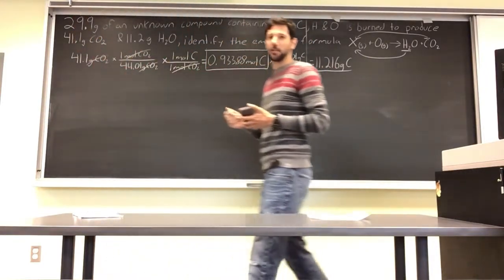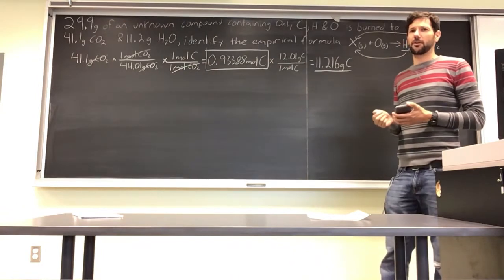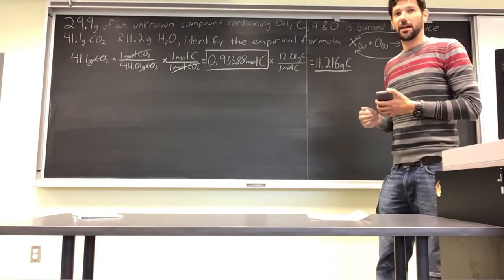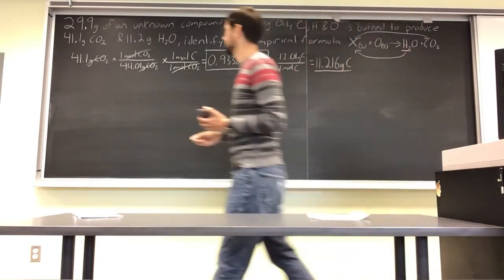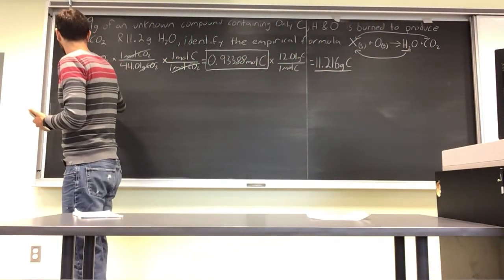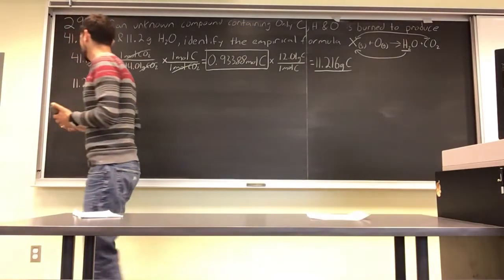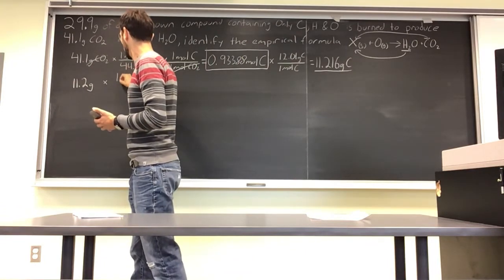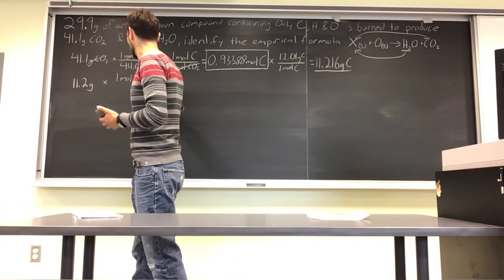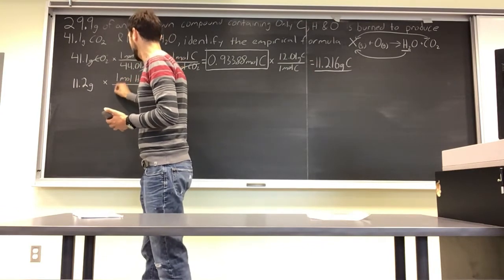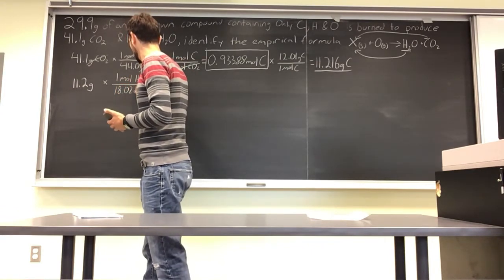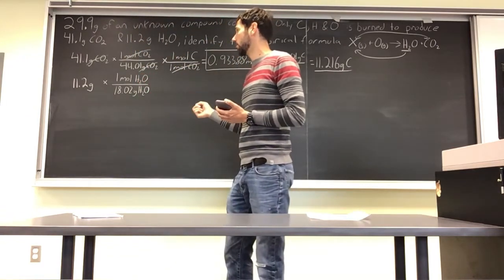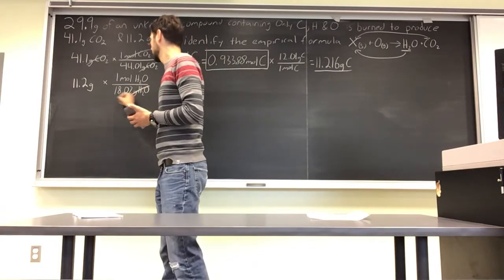So at this point, if you'd like to try doing water, if you didn't get this when we went over it in class, just pause the video and try and follow this exact same format for water, and I'll do it right now. So we have 11.2 grams of water, and multiply that by 1 mole water for every 18.02 grams water. And in doing this, we're going to find out how many moles of water 11.2 grams is.